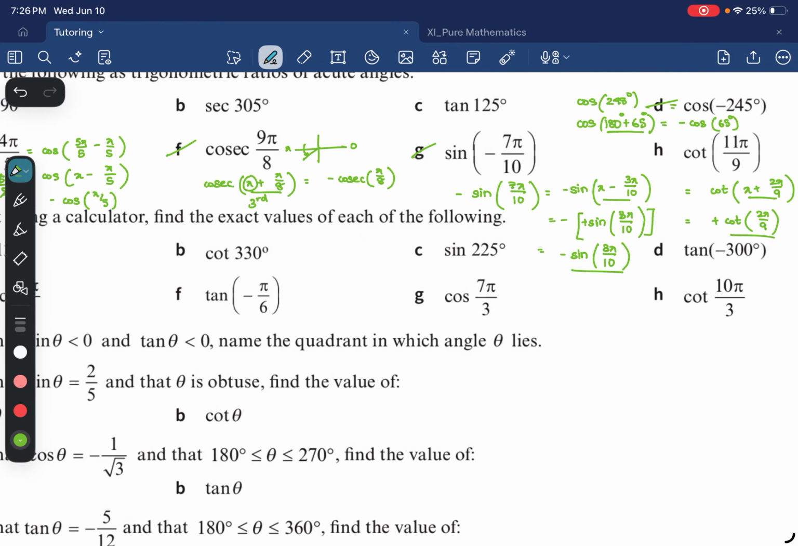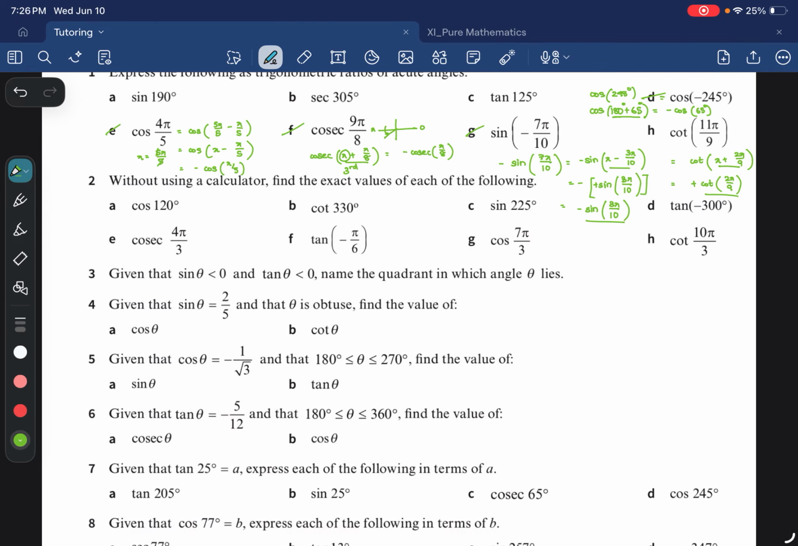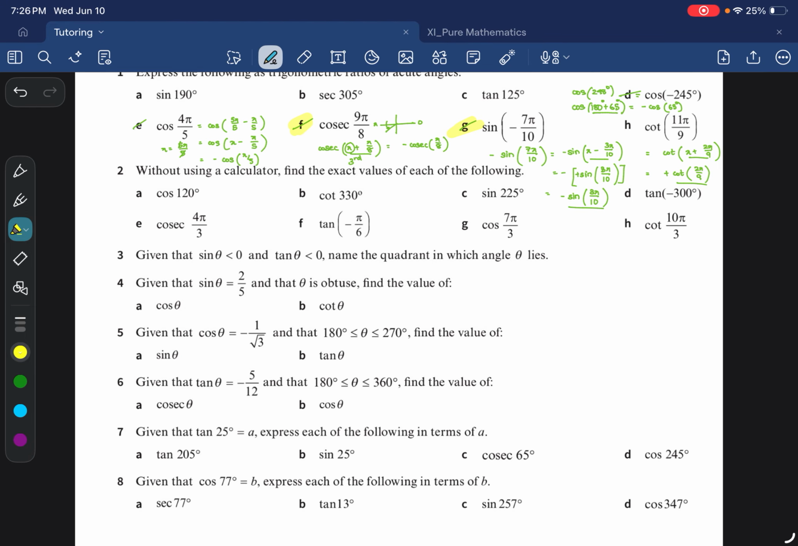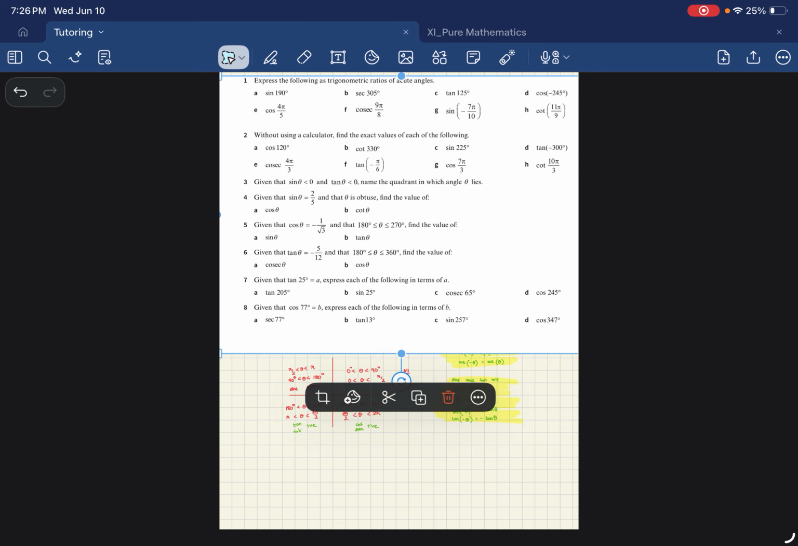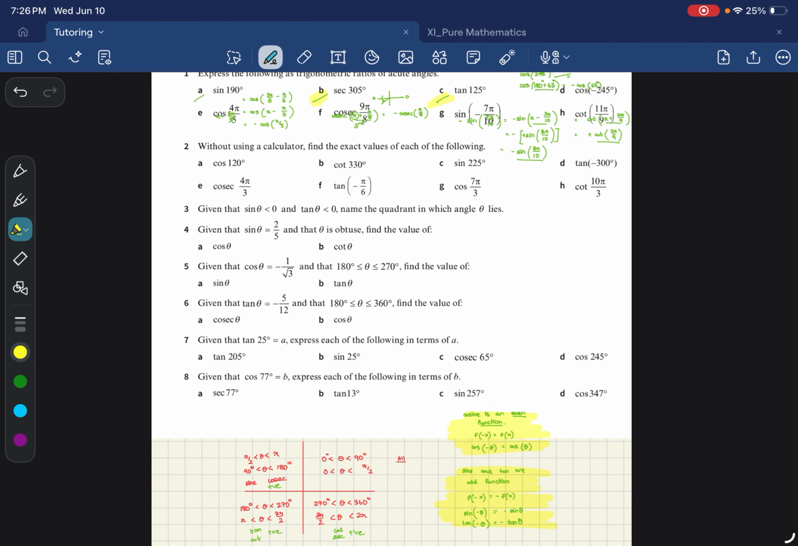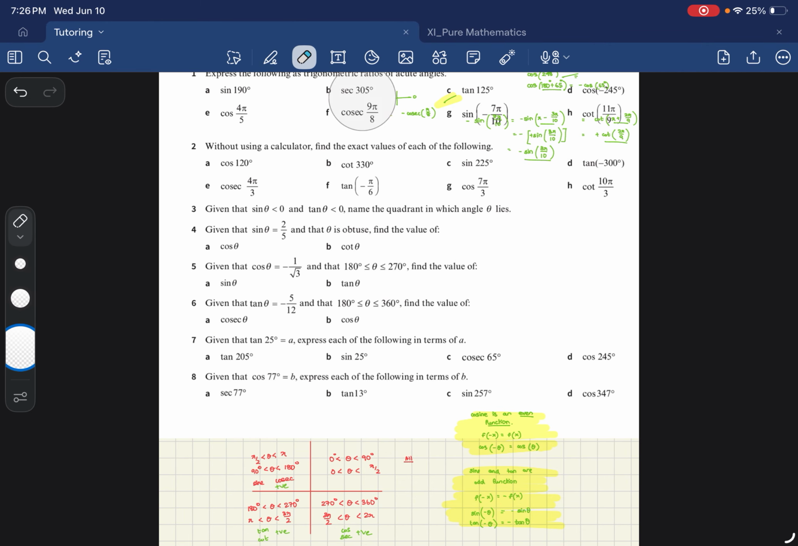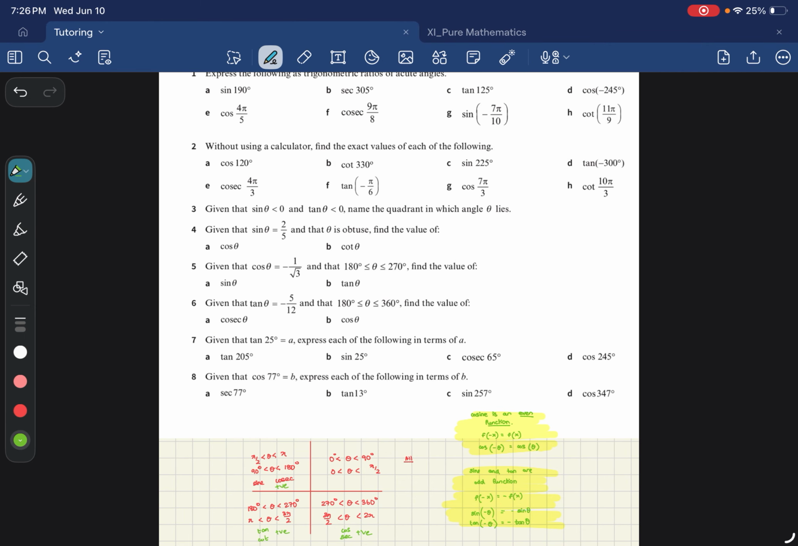But for F and G, I will highly encourage you to check your answers. If you plug it into your calculator, your answers should be negative. All right. So I hope I can erase everything. And yeah, let's do question 2.